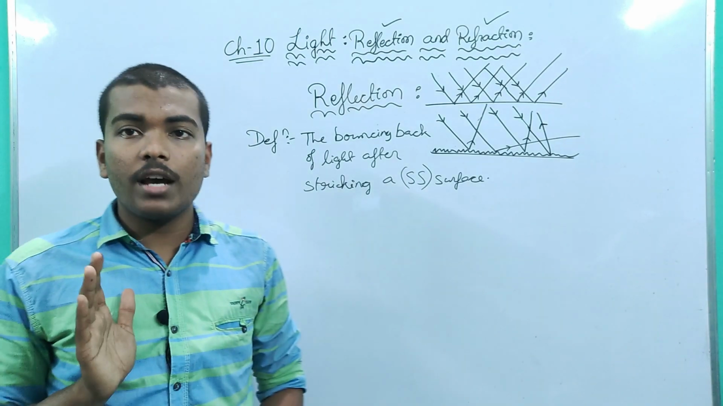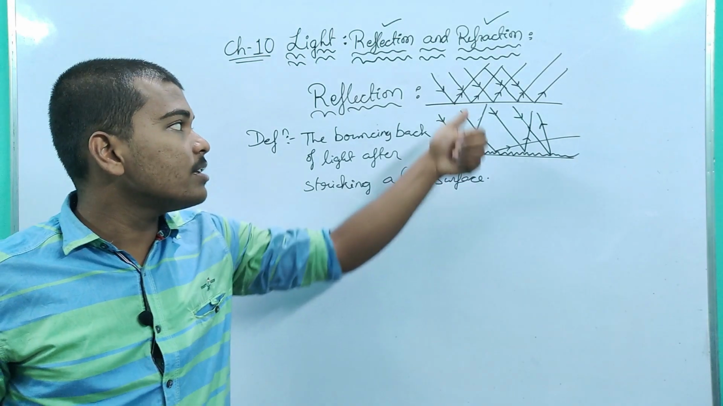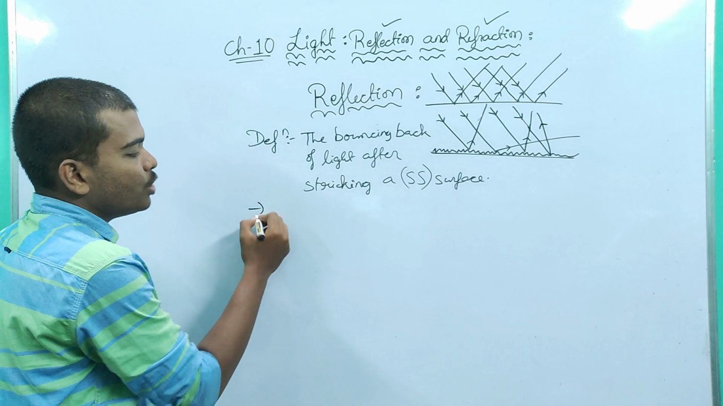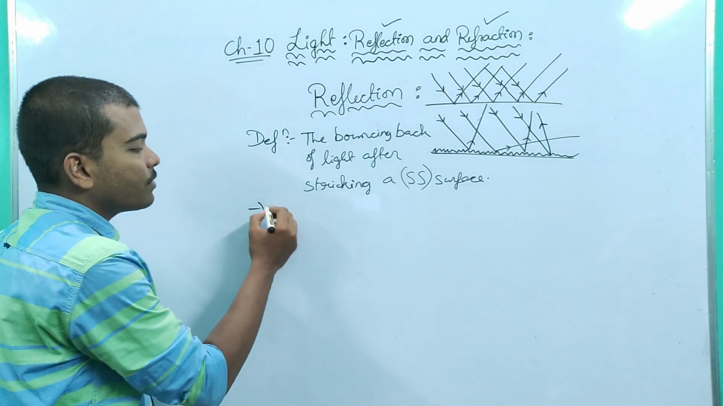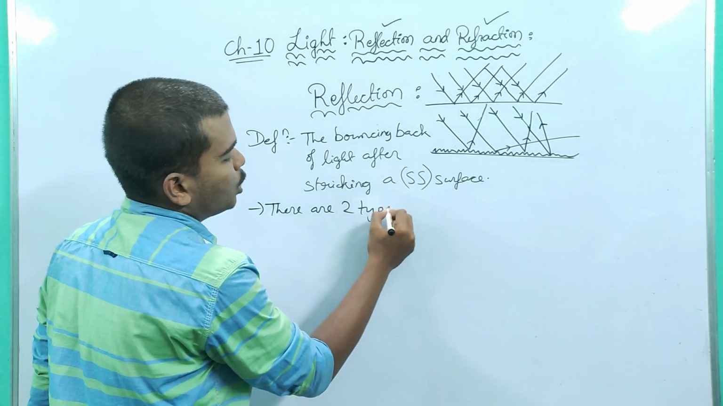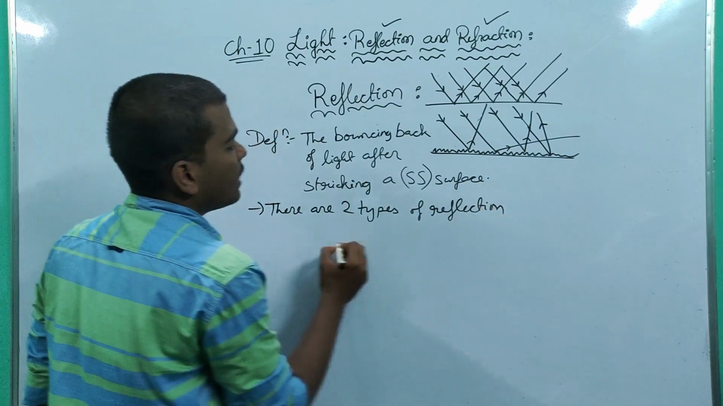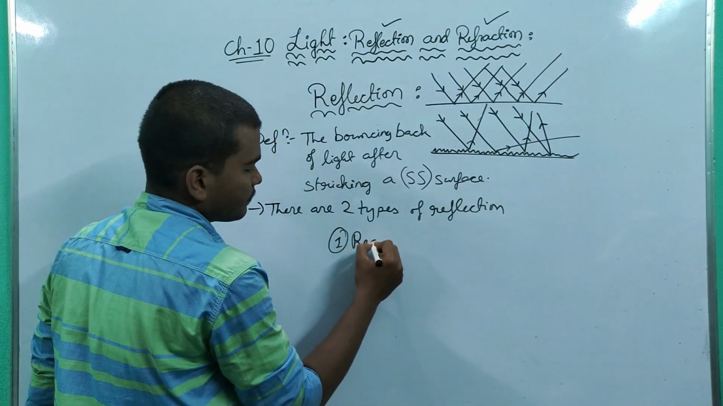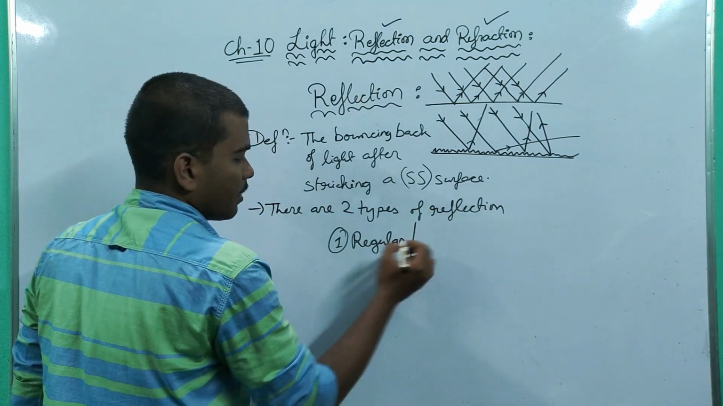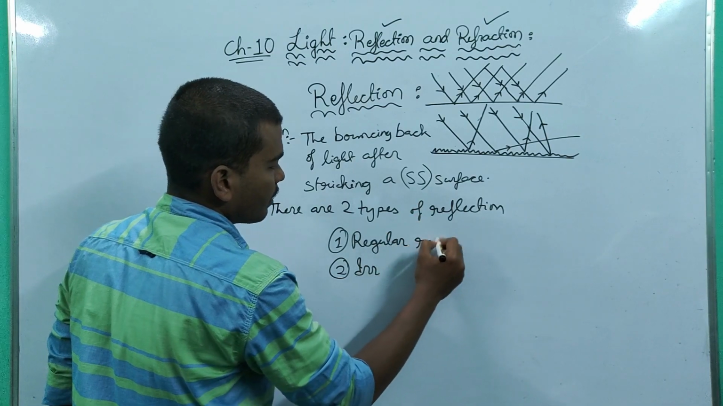And I told you, if they ask you about reflection, write how many types of reflection there are. As you can see, there are two types of reflection. You are going to write one extra point with this 1 mark question. There are two types of reflection. One is called regular reflection, and another is called irregular reflection.